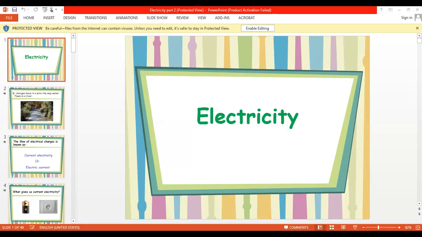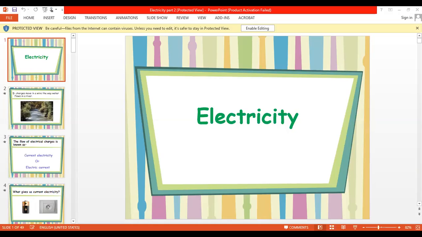Okay, so the electricity, we talked about the static electricity. There is another type of electricity which we call the current electricity. Unlike the static, it's not staying in one place. It is moving or flowing around, like the water flows in a river. It's called the current electricity or electric current.